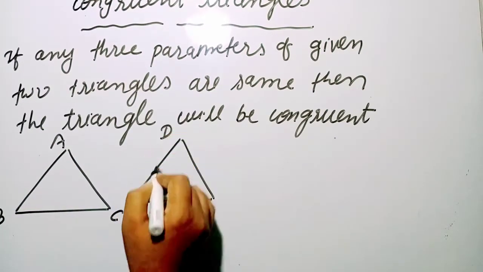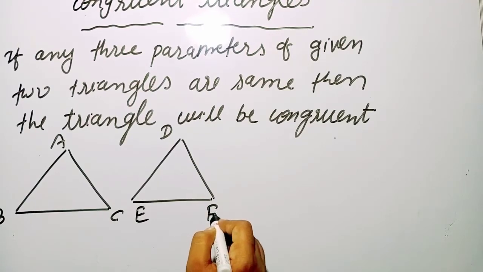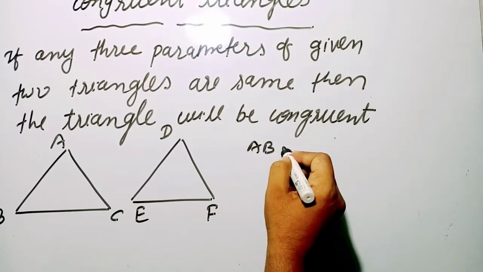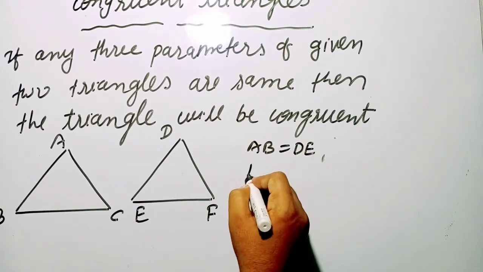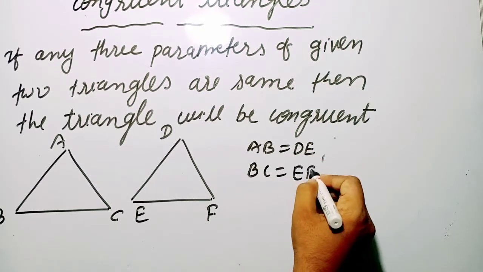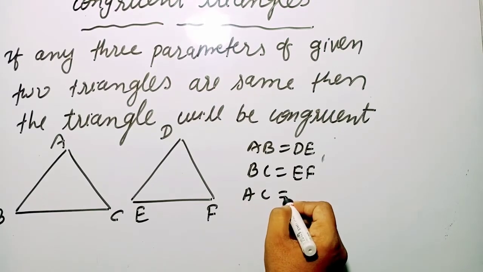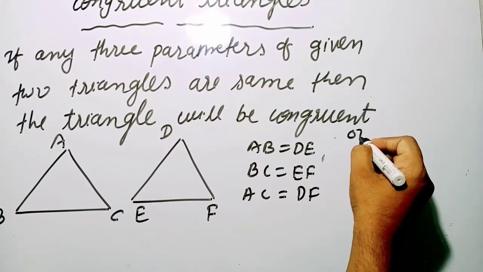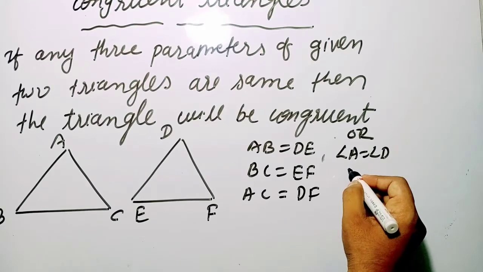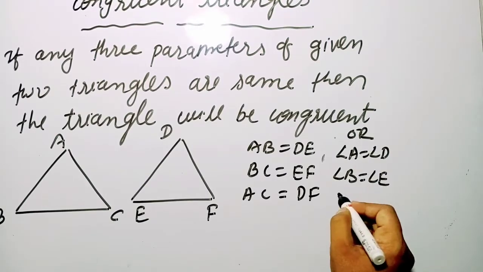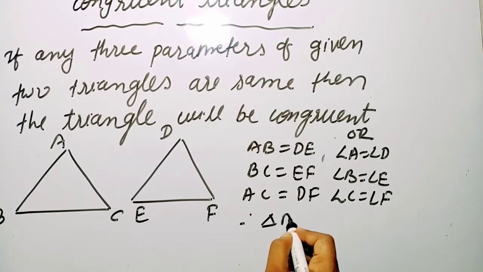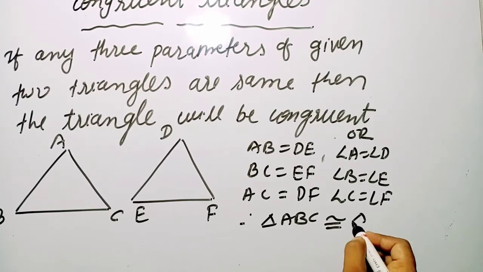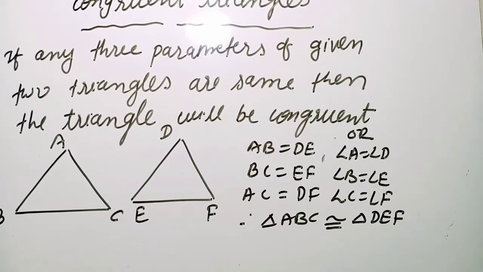Here are two triangles ABC and DEF, right? Here AB is equal to DE, BC is equal to EF, and AC is equal to DF, and angle A is equal to angle D, angle B is equal to angle E, and angle C is equal to angle F. In this way we can say that these two triangles are congruent triangles, right students?